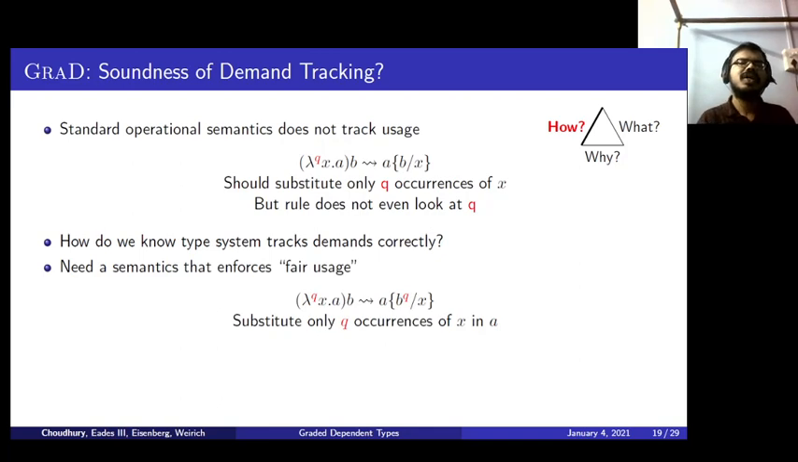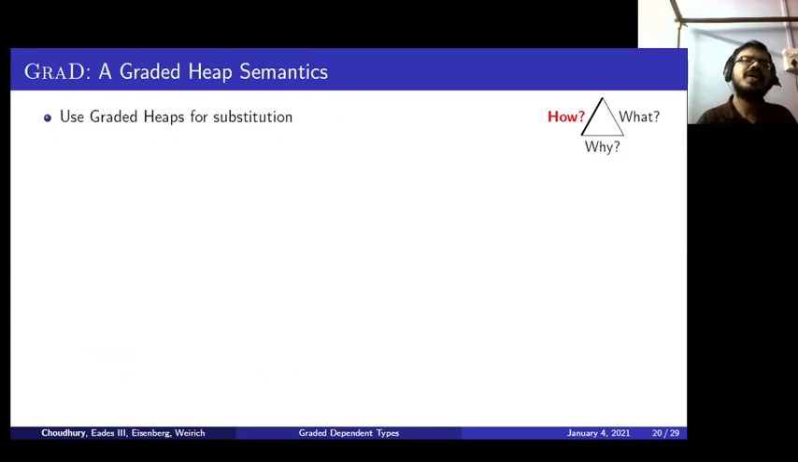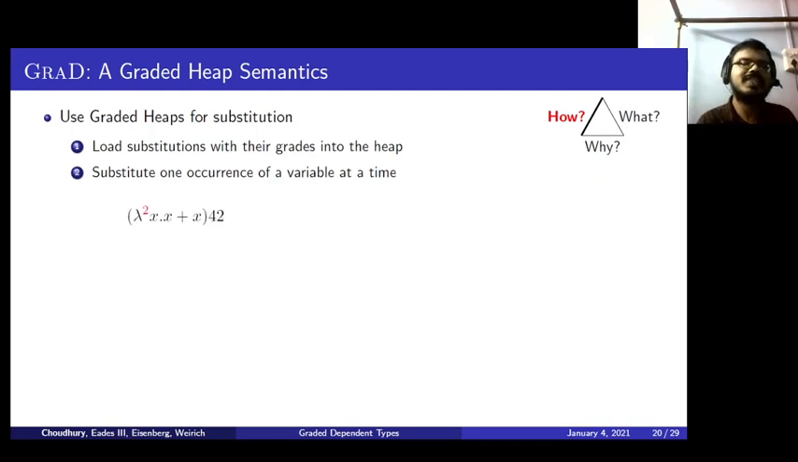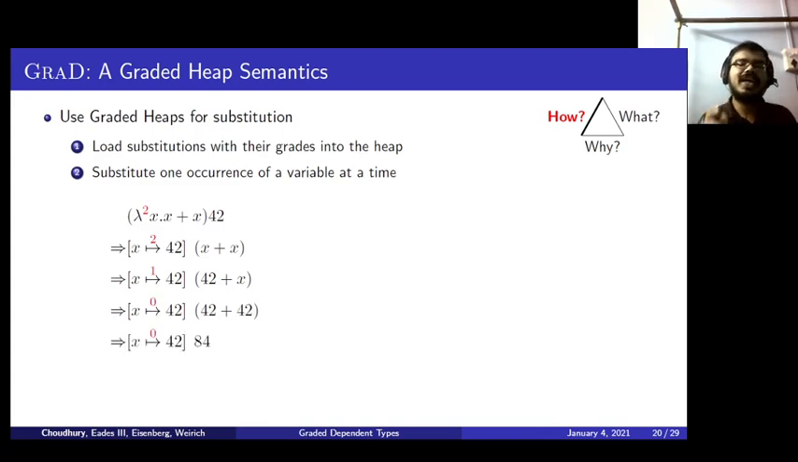A semantics that would substitute only q occurrences of the bound variable in this beta rule. Now, for this, we need a fine control on substitution. And we use graded heaps for this purpose. We load substitutions with their grades into the heap and then substitute one occurrence at a time. For example, consider this term. We load the substitution with grade 2 into the heap. Then we substitute the variables one by one. Substitute the variable x one at a time. Note that as we substitute x, we decrement the grade in the heap.